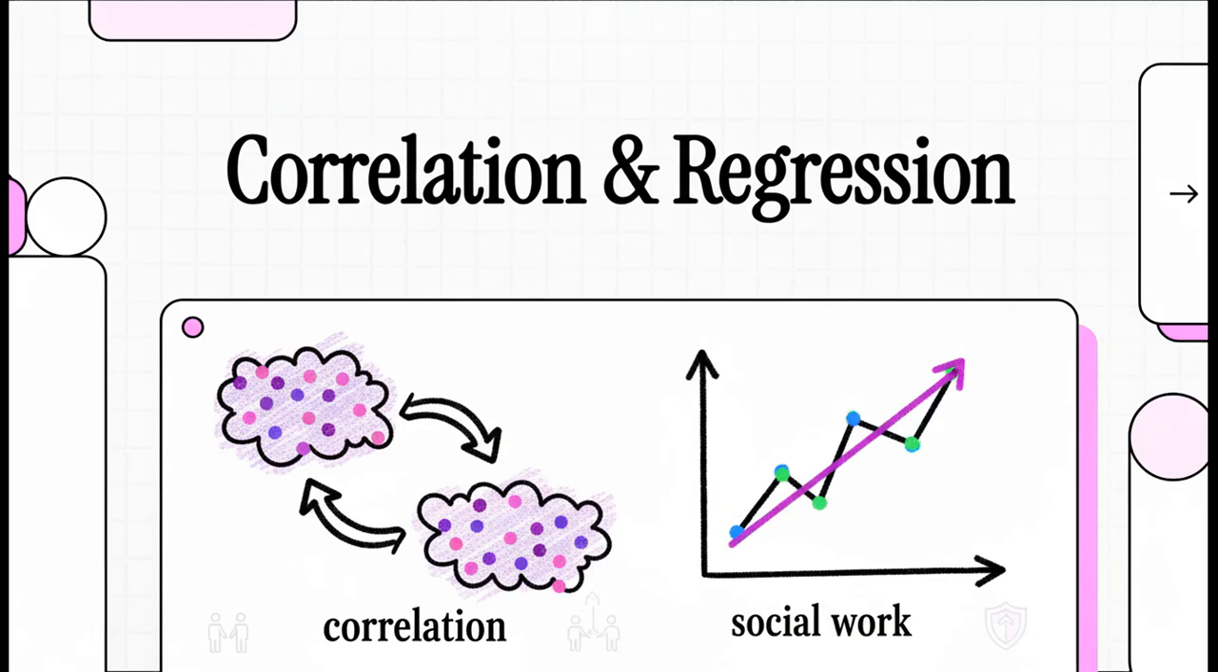Okay, if you're in social work, you know that research papers can be an absolute goldmine of information. But let's be real, they often come with a catch, a ton of statistics. So today, we're going to demystify two of the biggest tools you'll see, correlation and regression, so you can turn all that data into real-world impact.